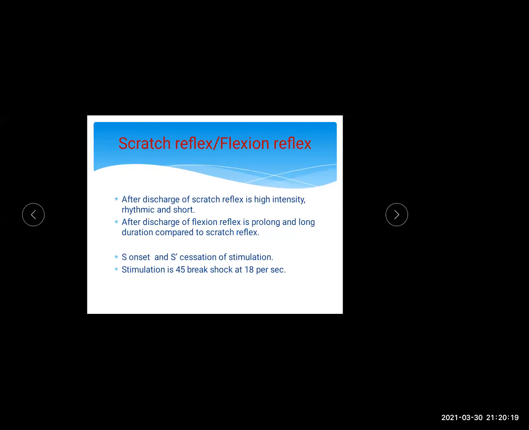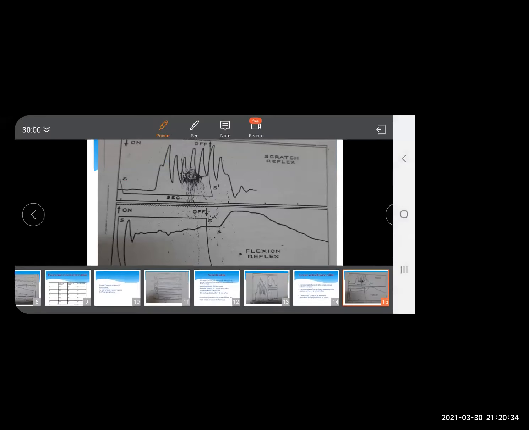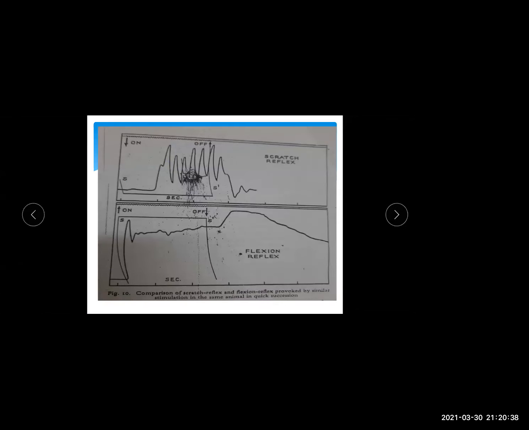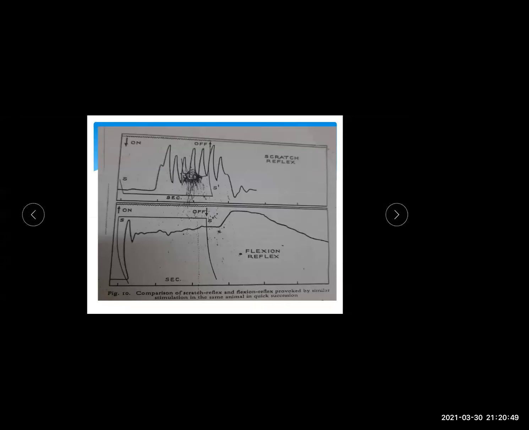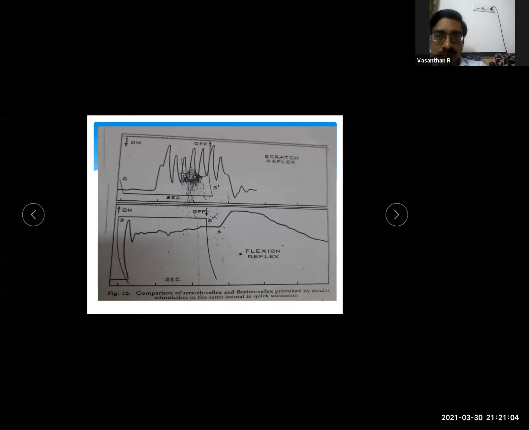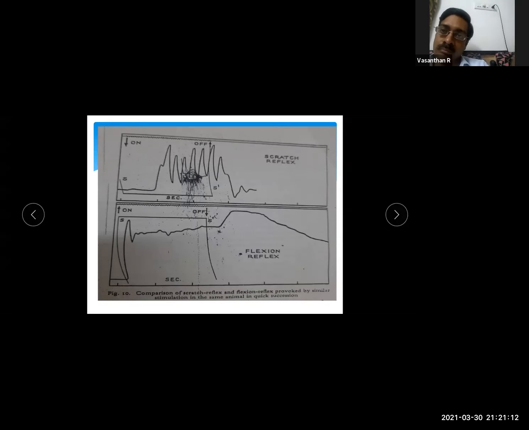In this also he has carried out an experiment, and the stimulation is 45 break shocks at a rate of 18 per second. And you can clearly see above, the first one is scratch reflex. In scratch reflex you can see that there is a sharp increase in intensity of after discharge, and it goes down immediately after a few seconds. In case of flexion reflex, you can see there is an increase in the intensity, but it is prolonged compared to crash reflex. It is lasting more than the crash reflex. So the duration of the flexion reflex after discharge is longer compared to crash reflex. So this is the major difference between crash reflex after discharge and flexion reflex after discharge.